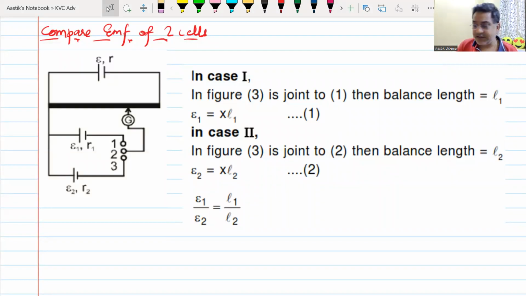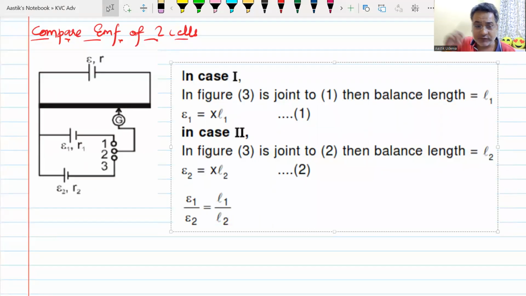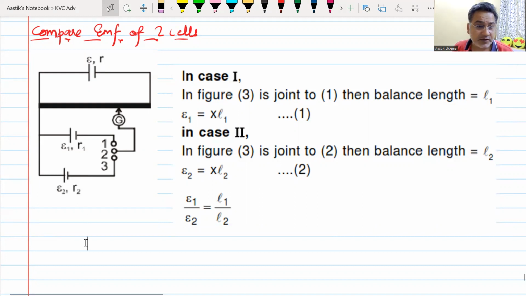Now we can see the applications of the potentiometer, where we can use it. The first use for this potentiometer is that we can use it to compare the EMF of two batteries or two cells. So we have the primary circuit, we have the secondary circuit. In the secondary circuit, you have two batteries, E1 and E2. Now, first of all, what will we do? You will put the switch to position number 1. Do you see this position number 1?